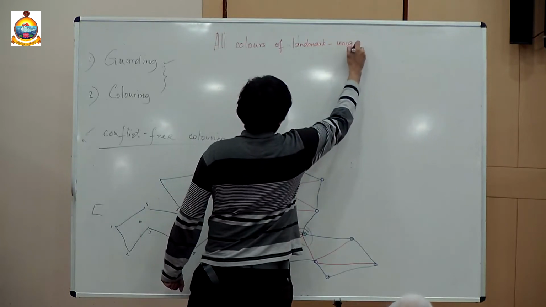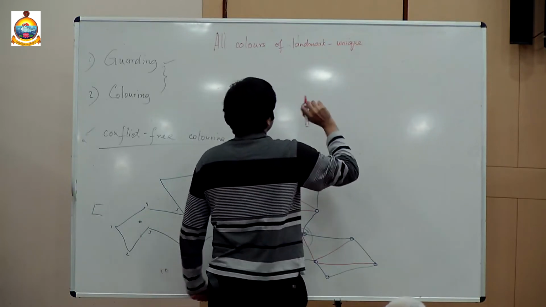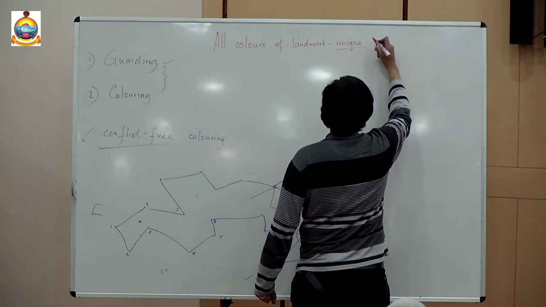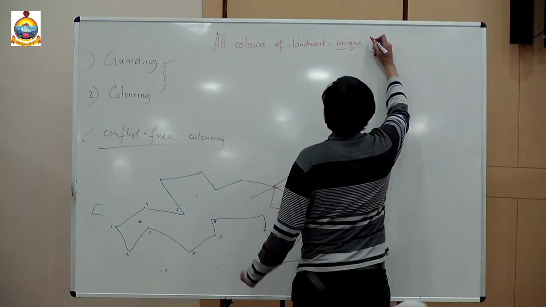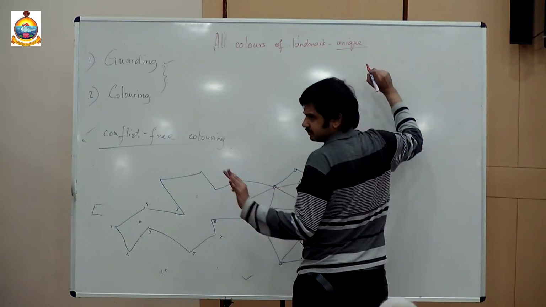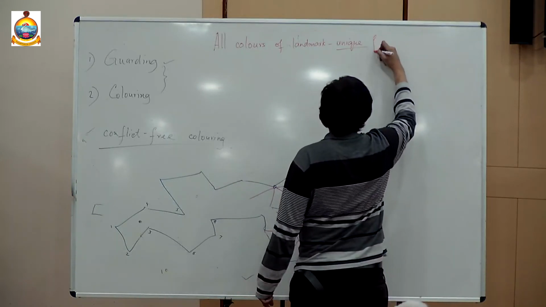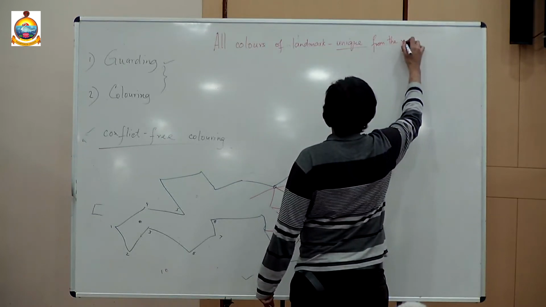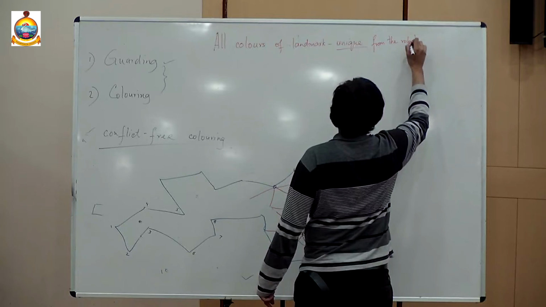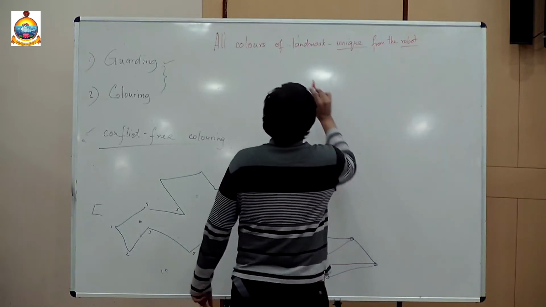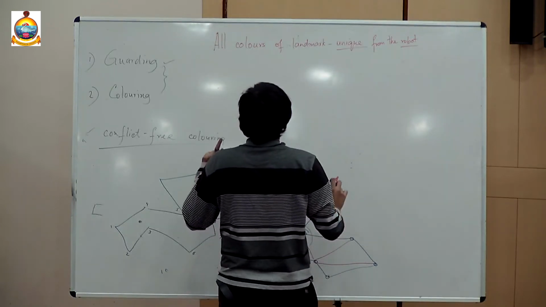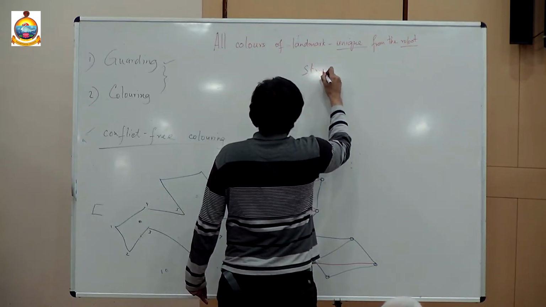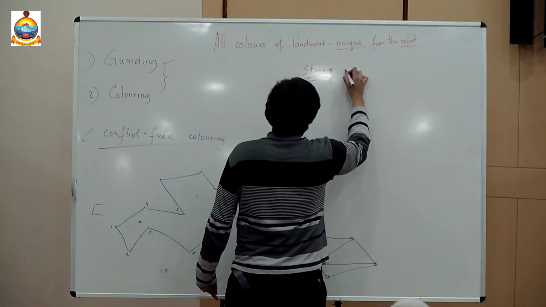Unique. Unique from the viewing point. Yes. So from the viewing point. The viewing point can be anywhere in the polygon, let's say the robot. Unique from the robot's current position. Yes, so that is obvious. The position changes. Unique from the robot. This is called strong conflict free coloring.